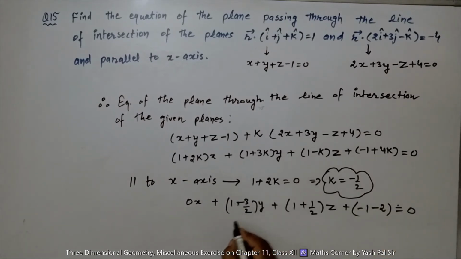So this way we have minus y plus 3z and this minus 6 is equal to 0. That means y minus 3z plus 6 equal to 0 is the required equation of the plane.